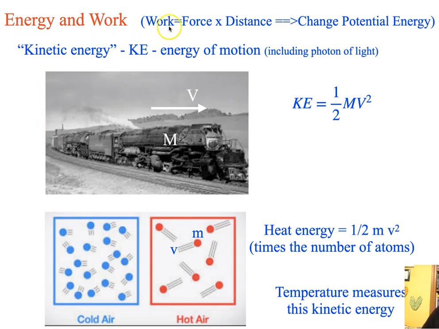So work is, as we'll find, a force times a distance. So in Galileo's experiment, the force was gravity, and the distance was the height of the Leaning Tower. Okay, and that leads to a change in the work. Force times the distance is a change in the potential energy. So it changed the potential energy from a large number down to 0. Okay, so that's energy. That's work.